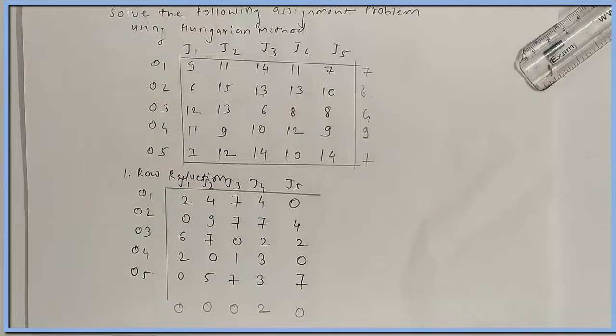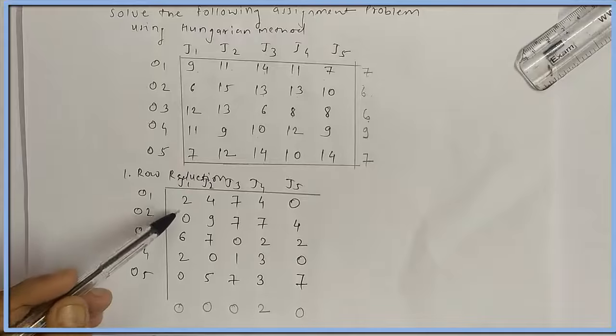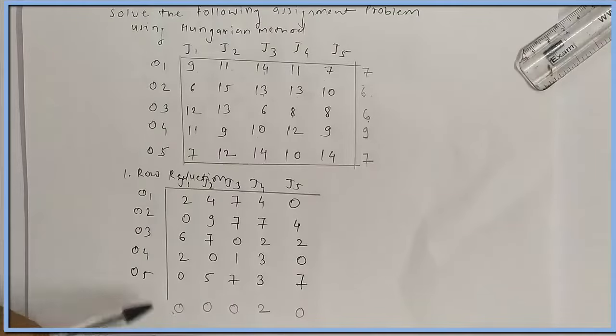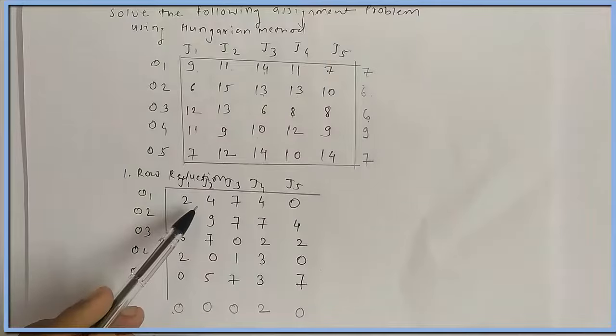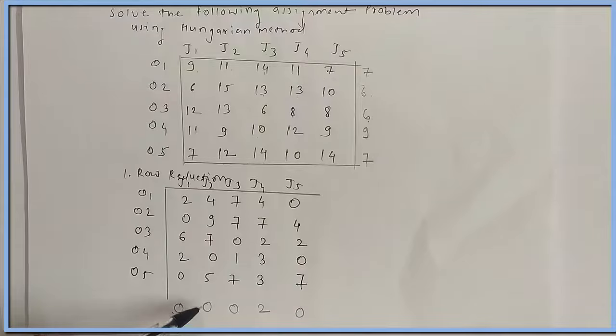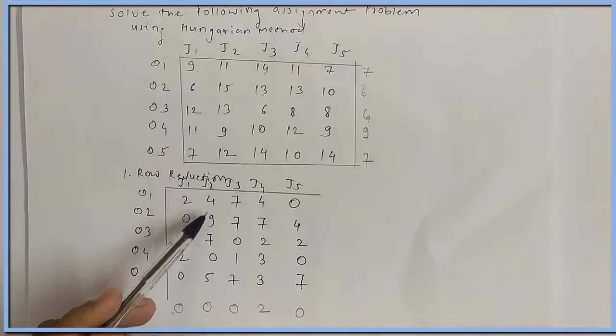The second step is the column reduction. Therefore, we want to subtract this smallest element from each element of the column. Subtract this 0 from each element of the first column. Therefore, we will get the same column. In the second column, the smallest element is 0. Therefore, subtract this 0 from each element of the column.